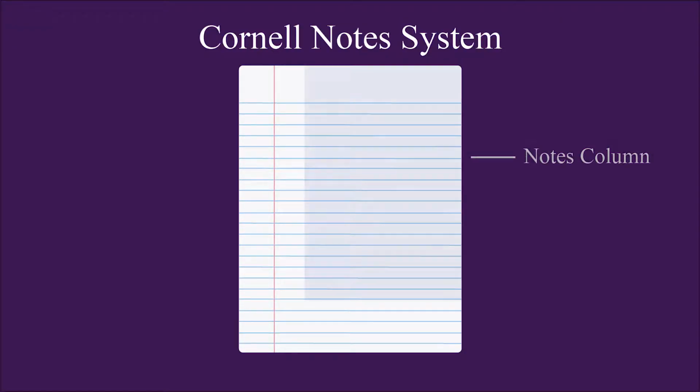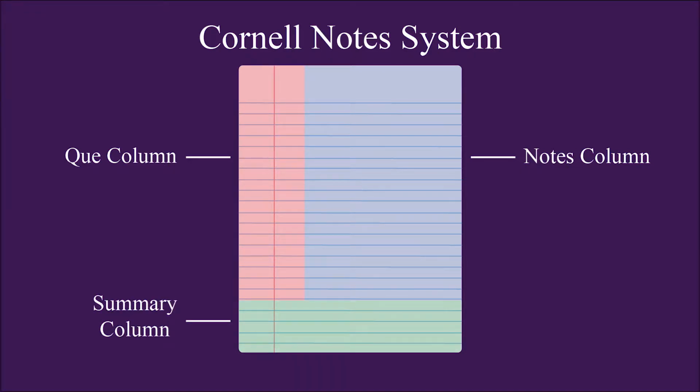Well, if you're using the Cornell system, which is the gold standard that we recommend, you're dividing your paper with a notes column on the right-hand side, and then on the left-hand strip you have the Q column, and on the bottom strip you have the summary column. So you take notes in the notes column, and right after class, like the first 15 minutes after class, before the forgetting curve sets in, you use the Q column to annotate your notes.